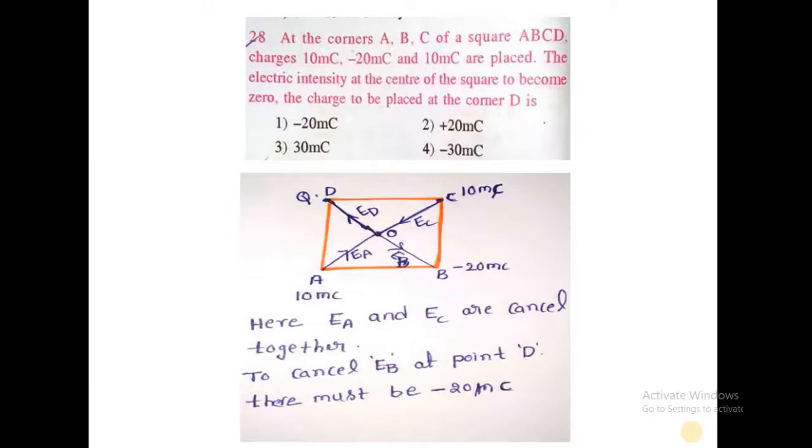To cancel the EB, the direction of the ED should be opposite to it and also the same in magnitude. That's why at the corner D, we have to place the minus 20 millicoulombs. The electric fields produced by these charges must be in opposite directions. That's why they also cancel together, resulting in 0 electric field intensity at the center of the square. So our option is minus 20 millicoulombs. We have to place it at the corner D in order for the resulting electric field at the center to become 0.